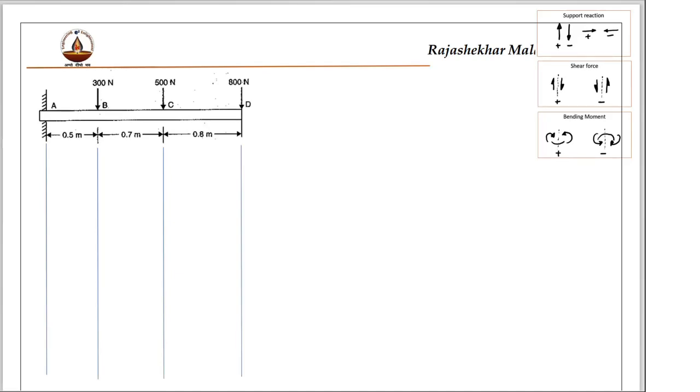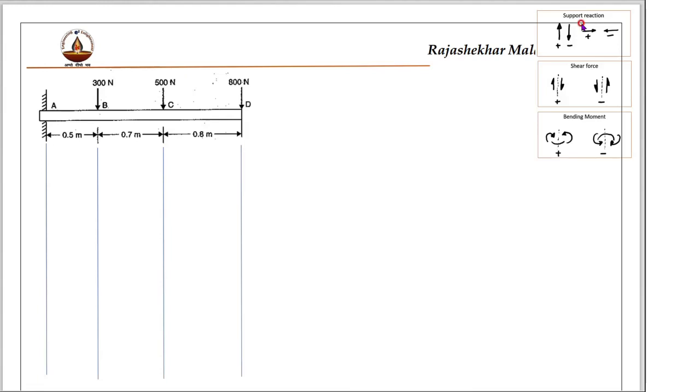This is the third video on shear force and bending moment diagrams. In the first video we discussed the introduction. In the second video we discussed standard cantilever beam problems, and now we are considering mixed loads in a cantilever beam. Several loads, mixed loads, that we are considering.